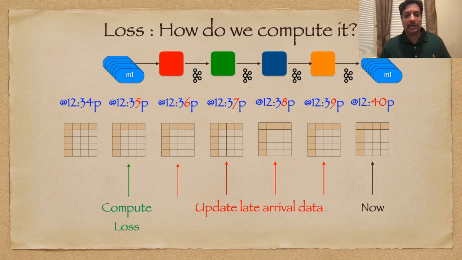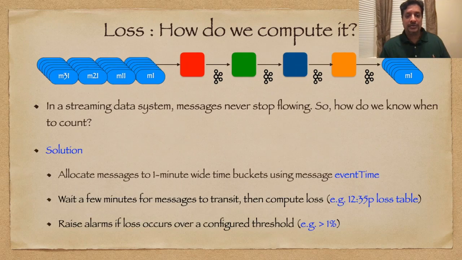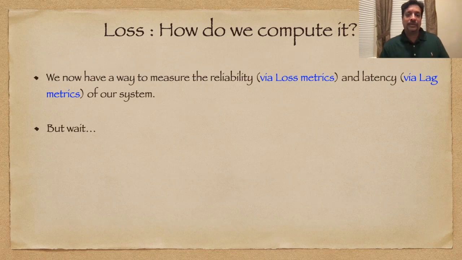At this point, we can compute loss. And any table before this time, we can age out and drop. This allows us to scale this system and trim tables we no longer need for computation. To summarize, we wait a few minutes for messages to transit and then compute loss. Then we raise an alarm if loss occurs over a configured threshold, for example, say 1%. Now we have a way to measure the reliability and latency of our system.